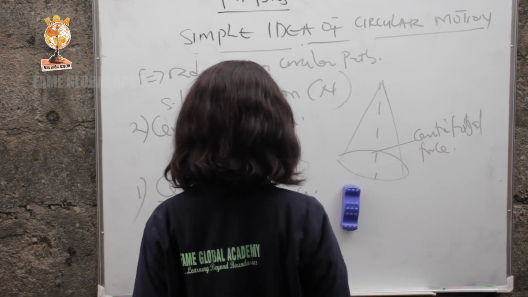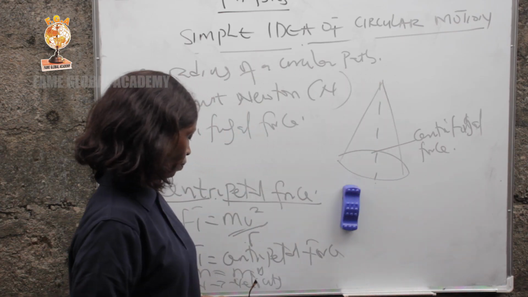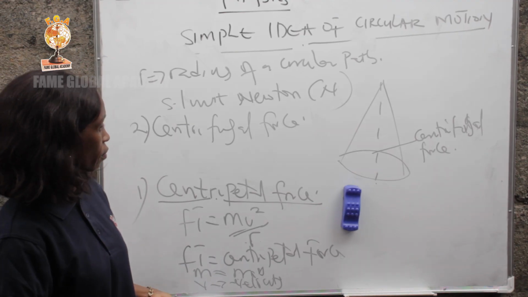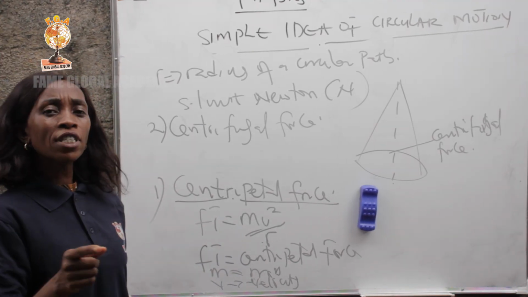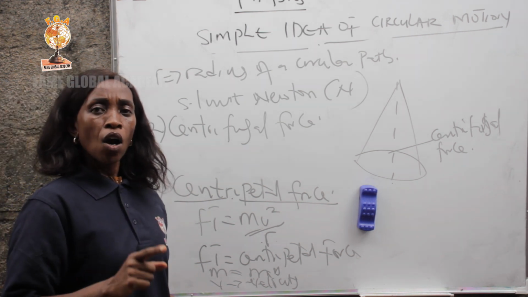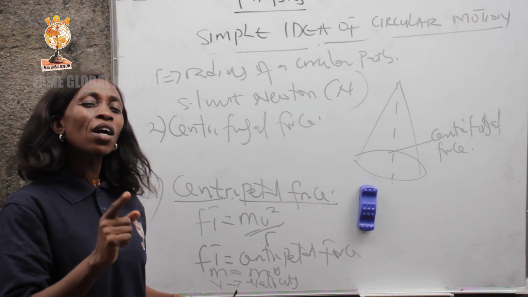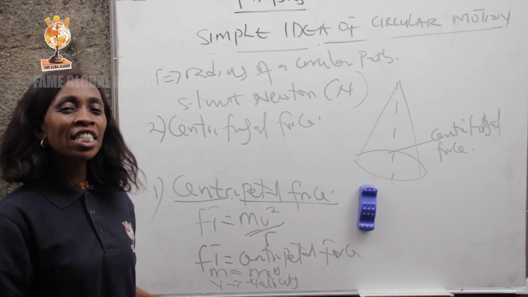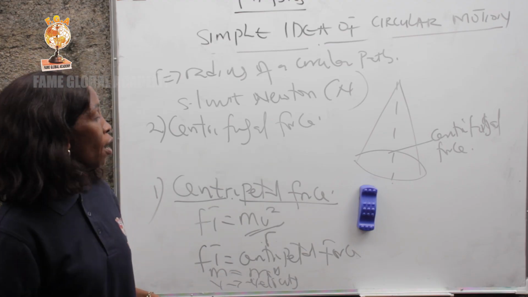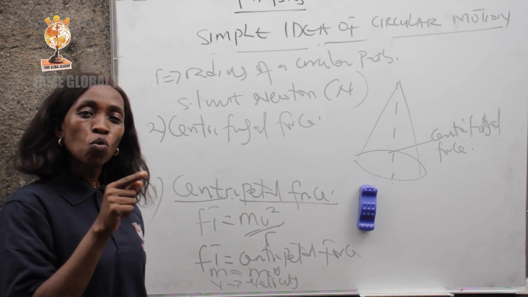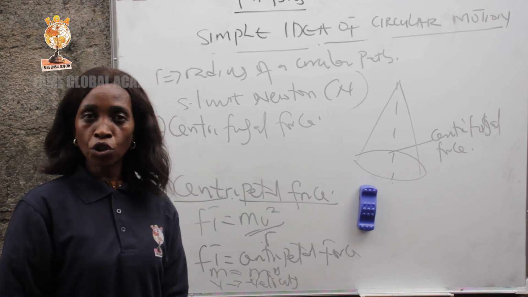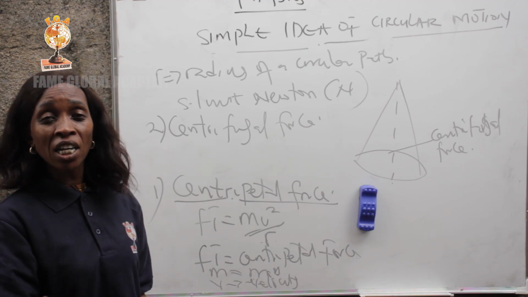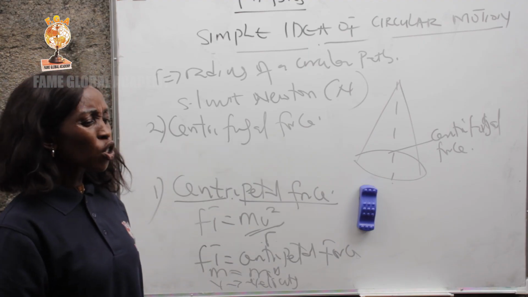Now, the centrifugal force is the force exerted on the body moving in a circular path, experiencing a circular motion, while centripetal force is the inward force that keeps the body moving in a circular motion. So that is the difference between the centripetal force and the centrifugal force. And that leads us to application.